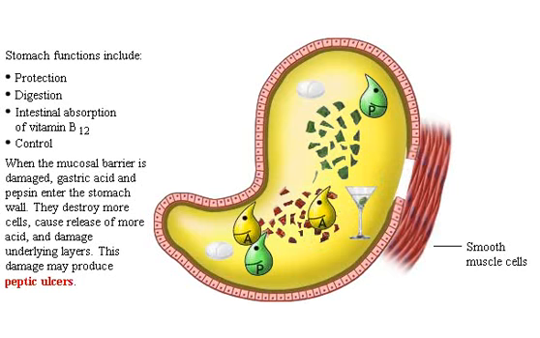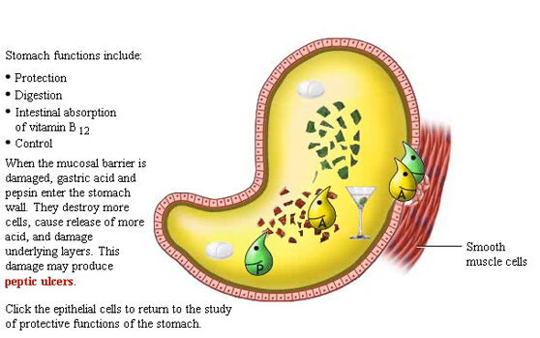When the mucosal barrier is damaged, gastric acid and pepsin enter the stomach wall. They destroy more cells, cause release of more acid, and damage underlying layers. This damage may produce peptic ulcers. Click the epithelial cells to return to the study of protective functions of the stomach.